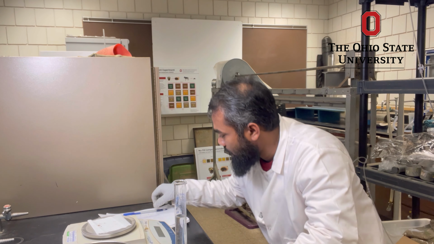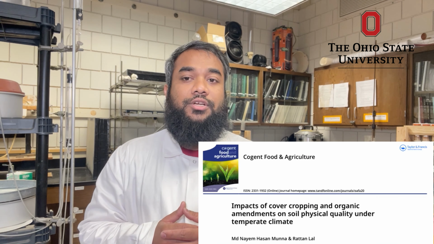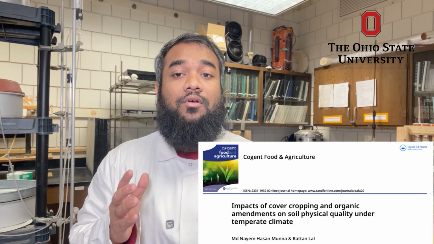Step 8. Bulk density of the fine earth fraction is calculated as corrected bulk density equals oven dry mass of fine soil divided by the total core volume minus coarse fragment volume. Why does this correction matter? Let's talk about it. Without coarse fragment correction, bulk density can be overestimated, particularly in gravelly or stony soils.